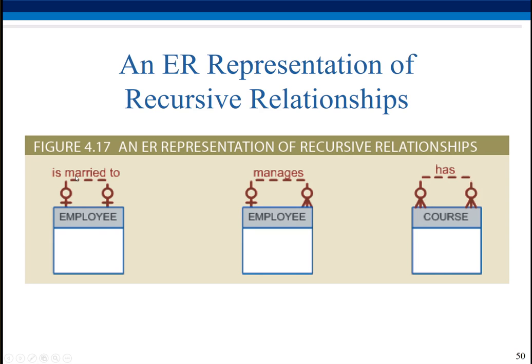So an employee is married to another employee, or he manages an employee, or a course has another course. Let's just stick to the married to. So this person is married to 0, 1, because an employee doesn't necessarily have to be married. But the employee who's married to, so Joe is married to Sally, he can only be married to Sally. Sally can only be married to Joe. Therefore, they're recursive.